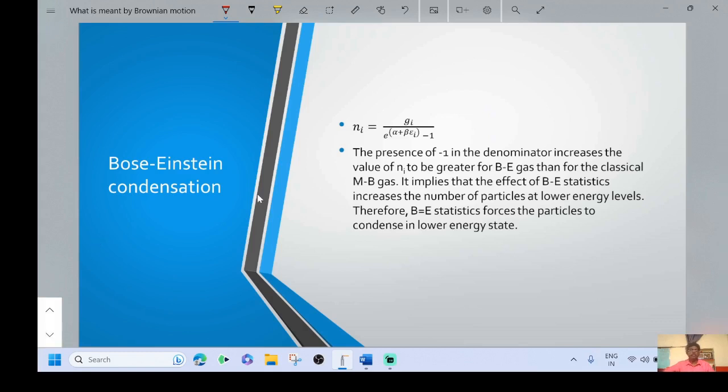Bose-Einstein condensation. We know that Ni equal to Gi divided by e power alpha plus beta Ei minus 1. The presence of minus 1 in the denominator increases the value of Ni to be greater for Bose-Einstein gas than for the classical Maxwell-Boltzmann gas. It implies that the effect of Bose-Einstein statistics increases the number of particles at lower energy levels. Therefore, Bose-Einstein statistics forces the particles to condense in lower energy levels.